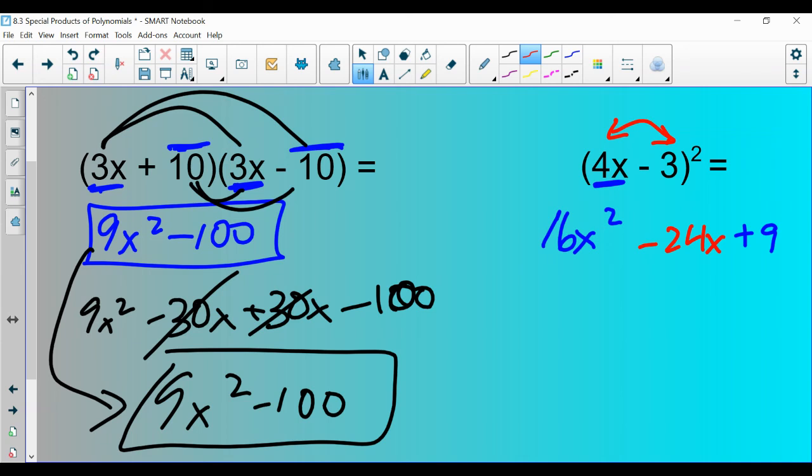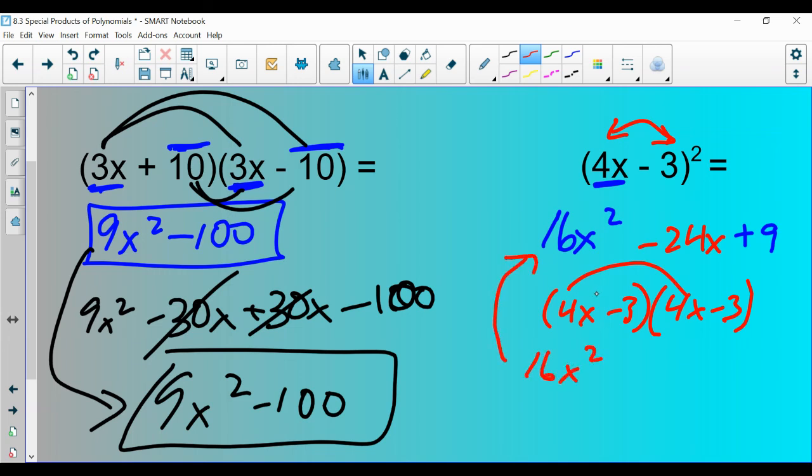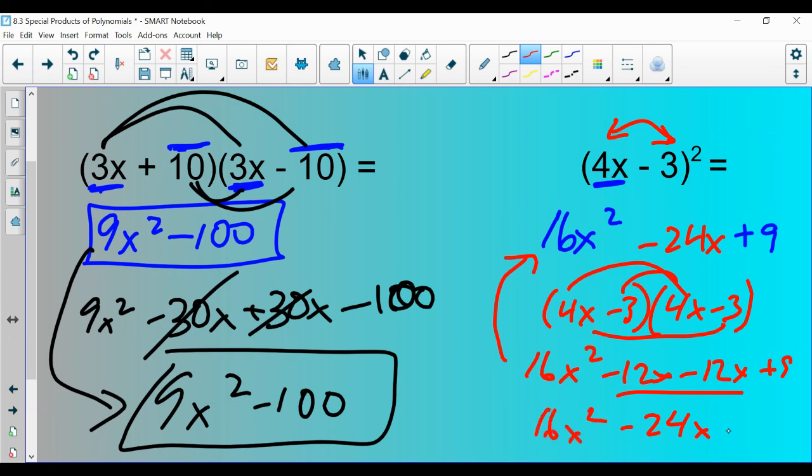I'm going to go ahead and go the long way just so that you can see that it works, and just to say, hey, this is a good way to answer this problem as well. You have to write it out twice because that's what it means to square something. 4x times 4x is 16x squared. Notice it matches. Then you would get minus 12x, and then plus 9. Those two combine to make negative 24x, 16x squared, positive 9. Notice that we got the same answer as up here.